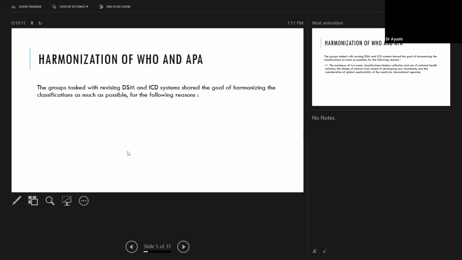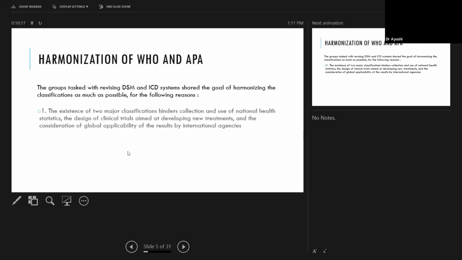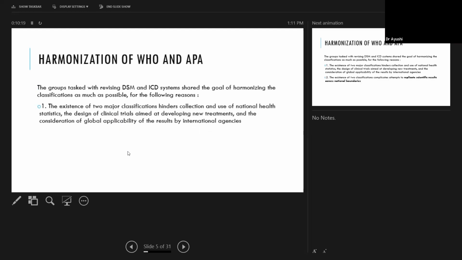So the groups tasked with revising DSM and ICD systems shared the goal of harmonizing the classifications as much as possible for the following reasons. The existence of two major classifications hinders collection and use of national health statistics, the design of clinical trials aimed at developing new treatments, and the consideration of global applicability of the results by international agencies.